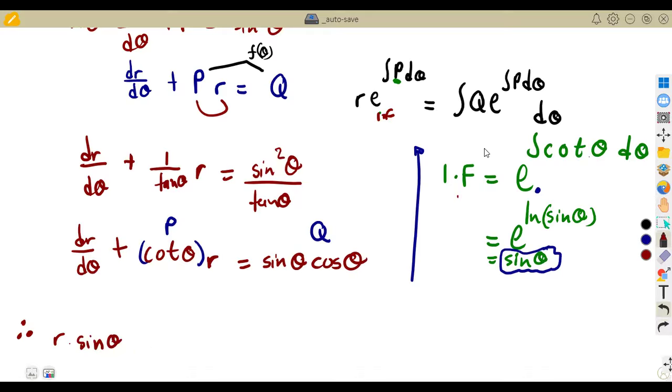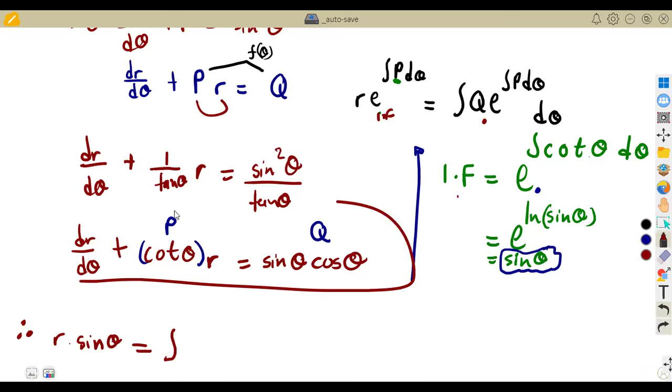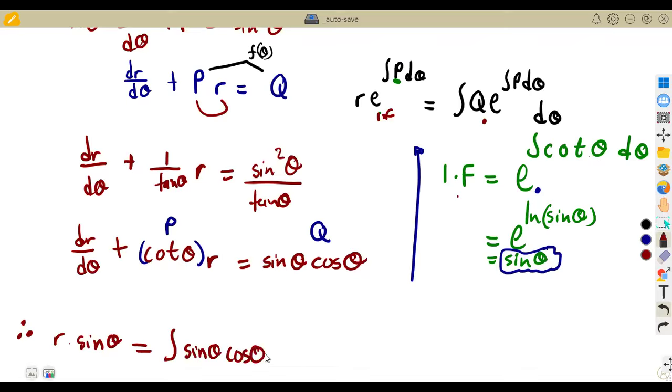All right? It is equal to the integral of Q. What is Q? Q is what we have on the right-hand side from our format of this equation here. So this is our Q, which is sine theta cos theta. That is your Q times what? The integral, again, e to the exponent of that integral. And here we got sine theta. So we're going to multiply by sine of theta with respect to theta. That is what we are having there.